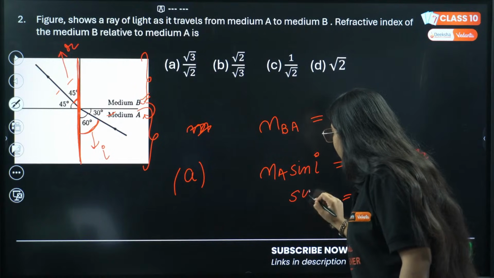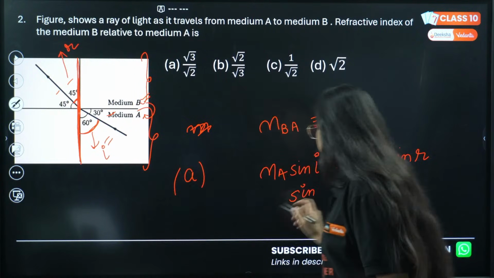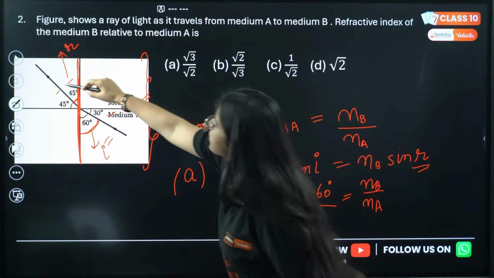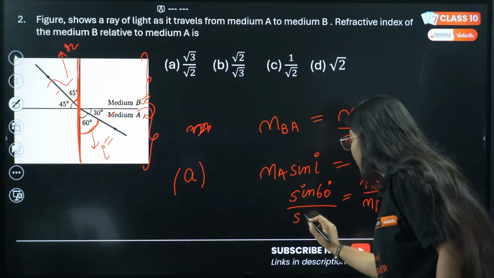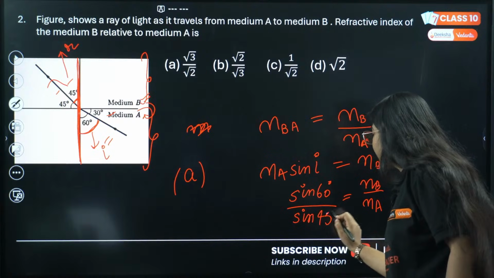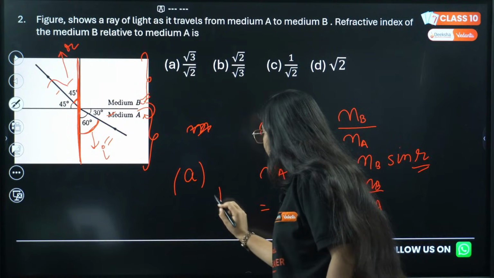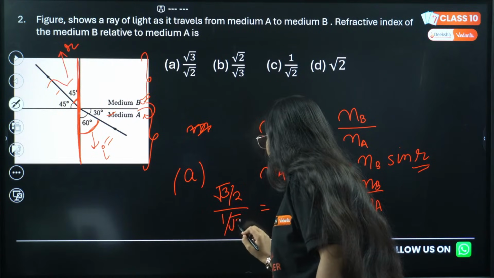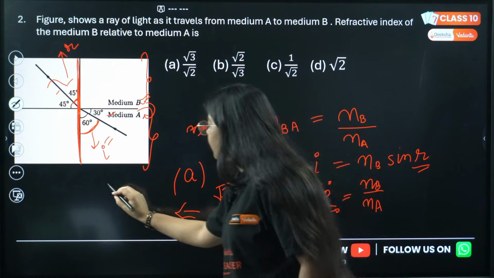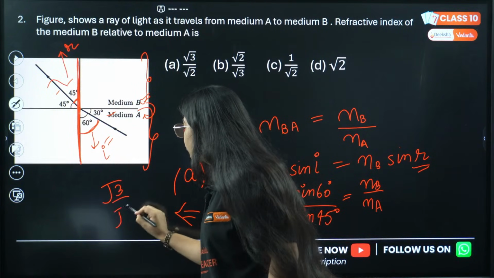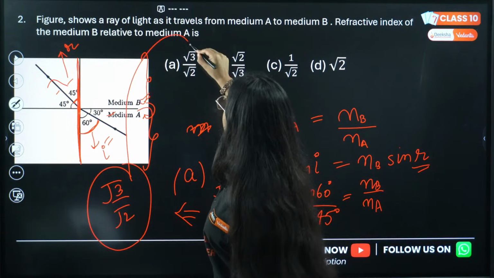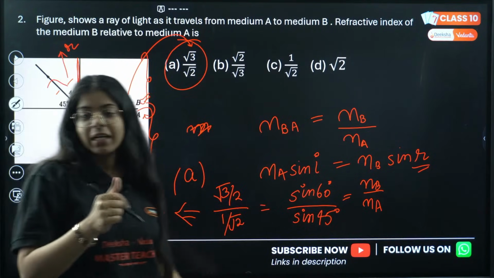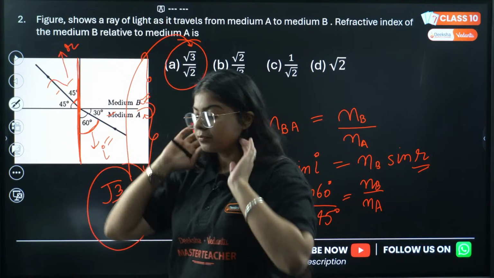So sine i is what? 60 degrees. And sine r will be what? This is 45, so there will be no confusion. Sine 45, and this will be root 3 by 2 divided by 1 by root 2, which will come out to be root 3 by root 2, and that was A. So who was correct? Abhimanyu was correct. Really great. So proud of you.